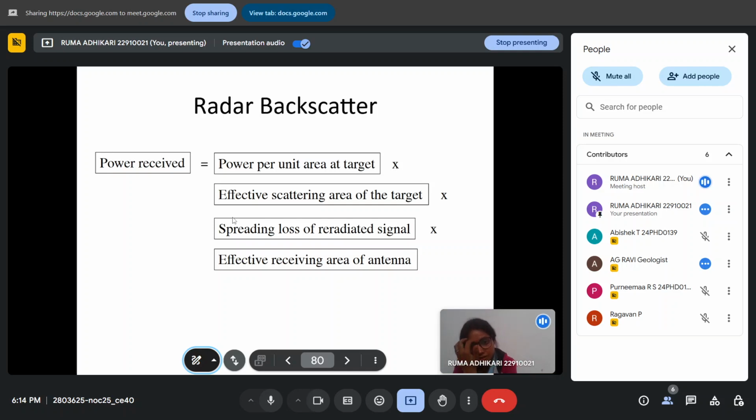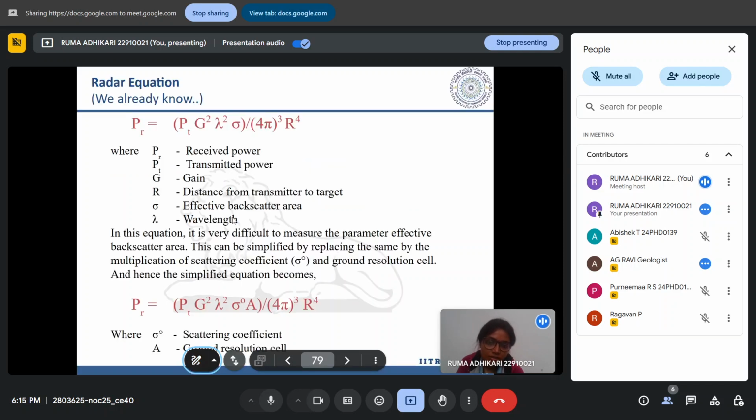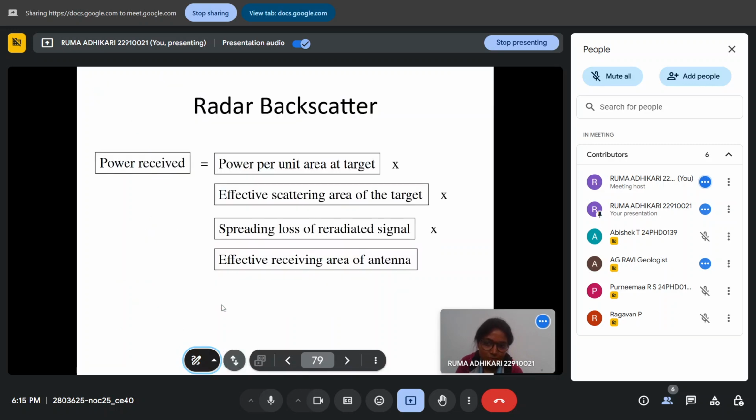It is the power received, that is equal to power per unit area at the target, times the effective scattering area of the target, times the spreading loss of the radiated signal, times the effective receiving area of the antenna. It is written from here.